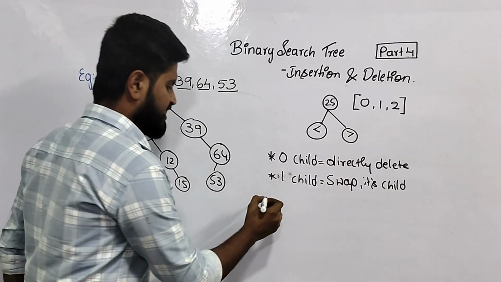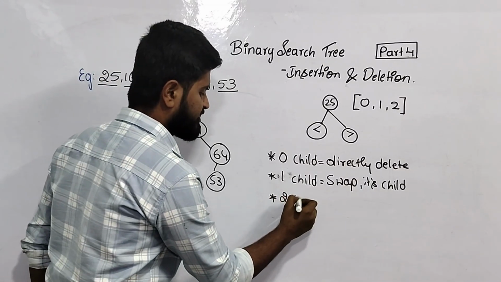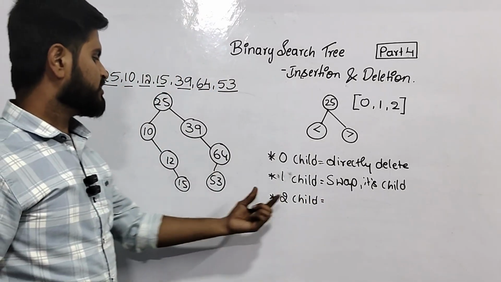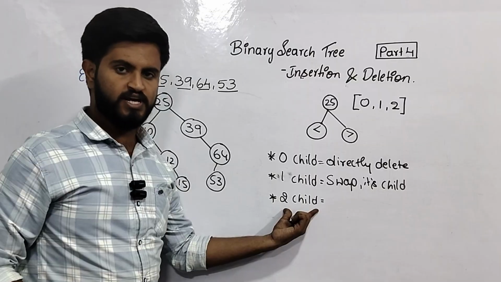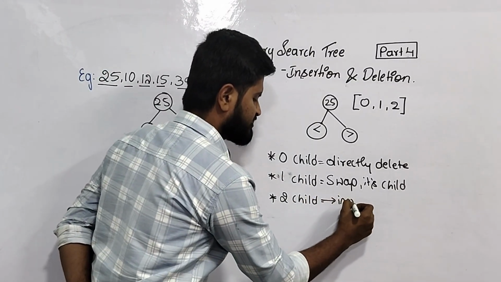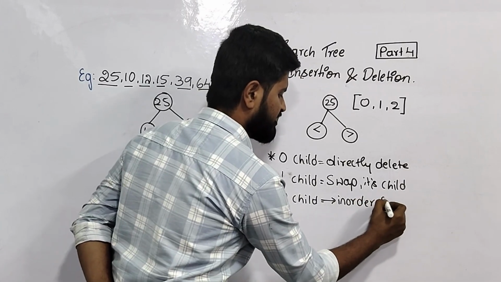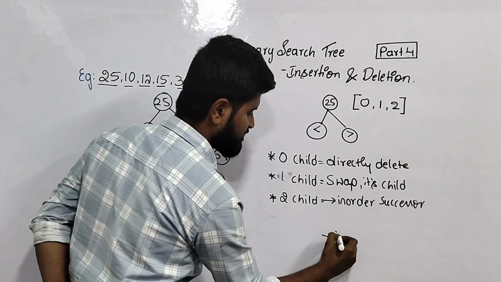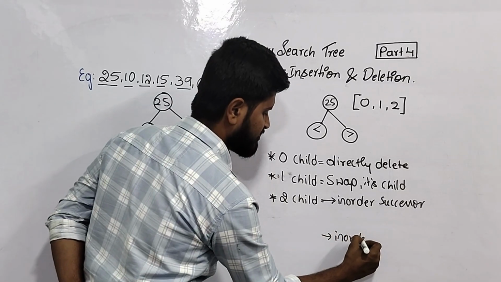Now the third scenario is, if I want to delete a node which is having 2 children. So you can delete the node which is having 2 children using two processes. One is using the in order successor. And the second one is using the in order predecessor.